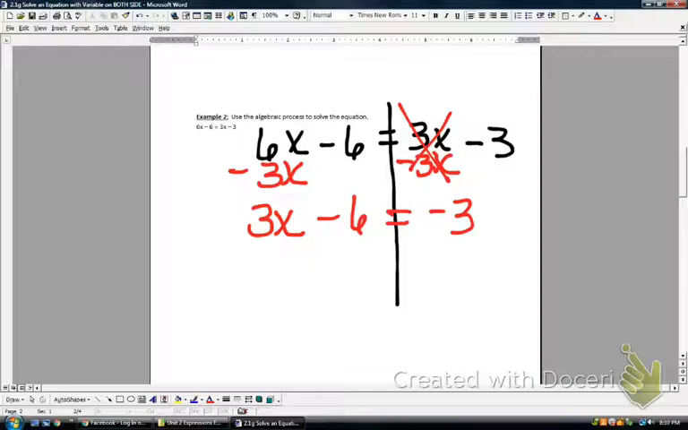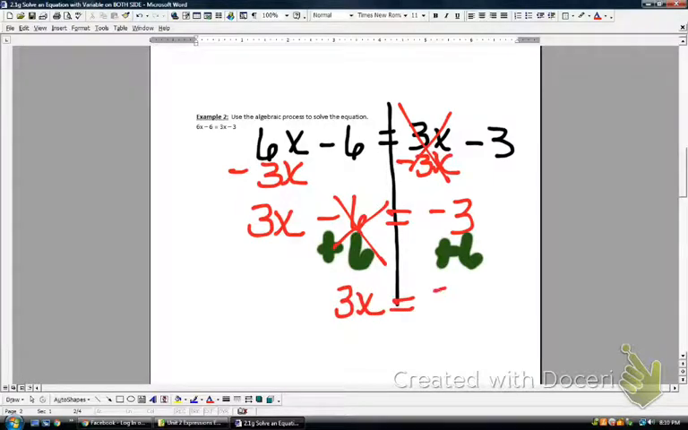Then I have to get the x by itself. So to do that, I undo minus 6 with plus 6. 3x equals negative 3 plus 3, which is positive 3. And then I'm going to divide both sides by 3 so I can get x by itself. x equals 1.